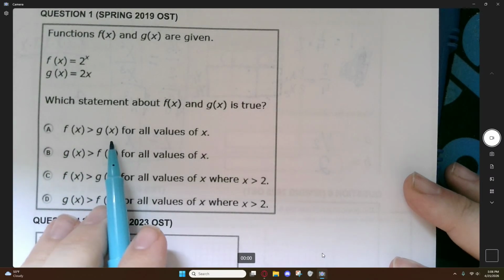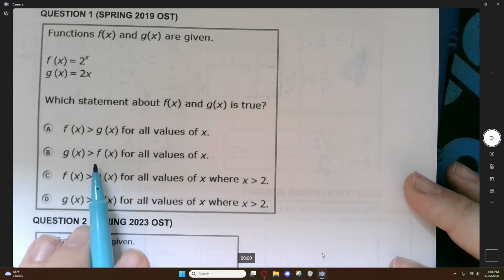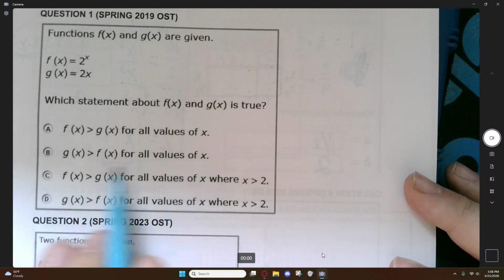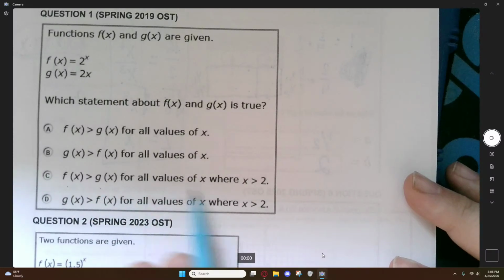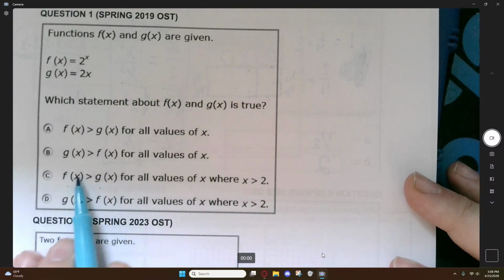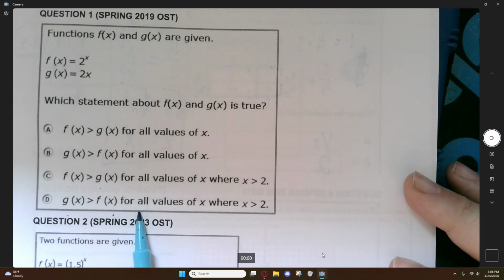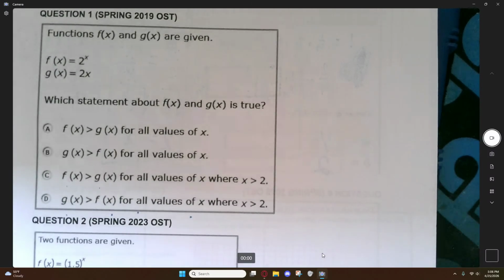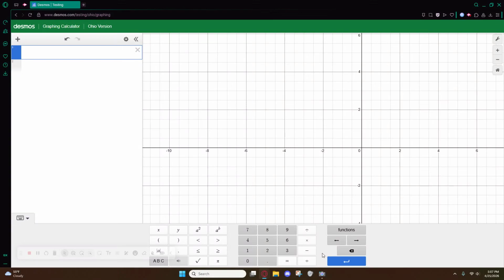F of x is greater than g of x for all values of x. G of x is greater than f of x for all values of x. F of x is greater than g of x for all values of x where x is greater than 2, or g of x is greater than f of x for all values of x where x is greater than 2. So let's put in our two equations.